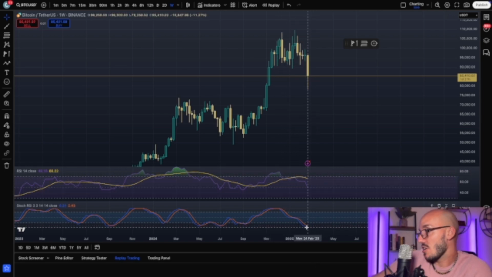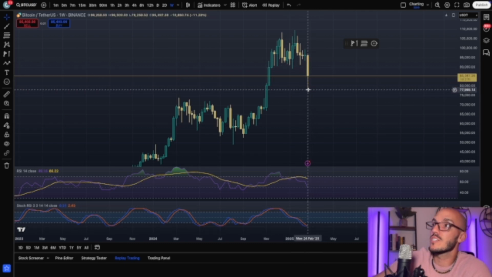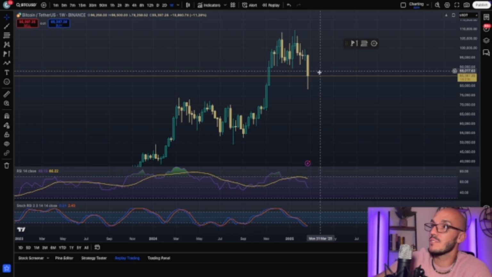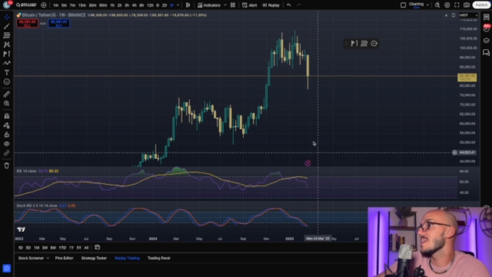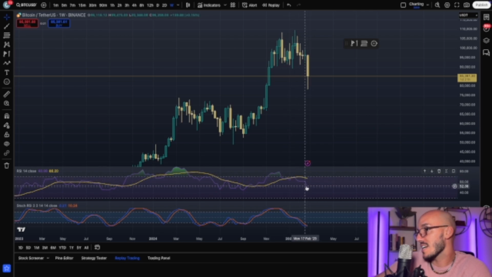The stochastic RSI is starting to get oversold and it looks like it's starting to cross over, especially after this dump right here. So we could start to see a relief bounce for the bulls. So the bulls could start to take over for a little bit. However, look at the RSI, the classic RSI.